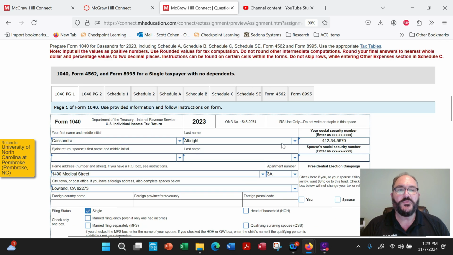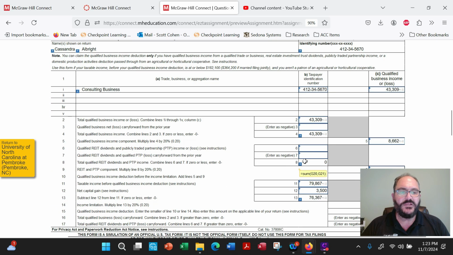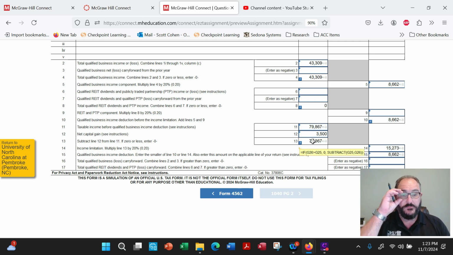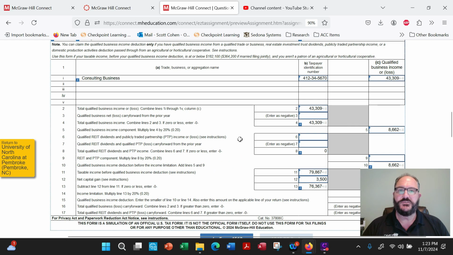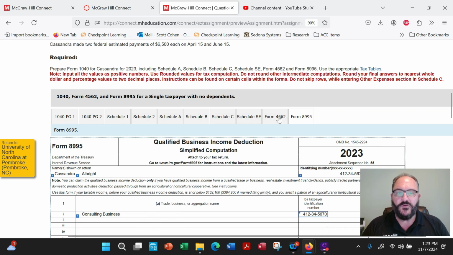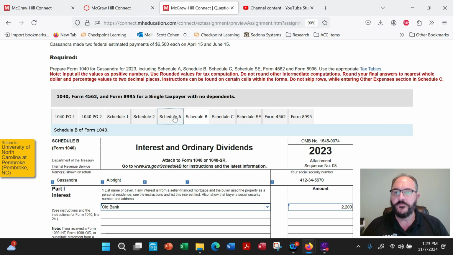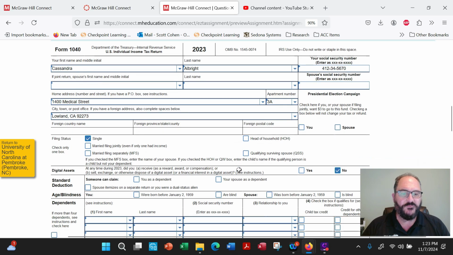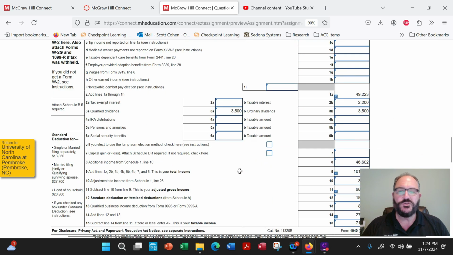All right, so that's what the QBI deduction is, and then there's an income limitation. It says multiply line 13 by 20%. So if you go to line 13, in other words, you can't have a QBI deduction that's larger than that amount. So that's the 8662. All right, so now we've got all of our forms filled out, right? All of our forms filled out. So all that stuff would have populated over here, okay? So let's finish up our 1040 now. We'd have a lot more information in here.